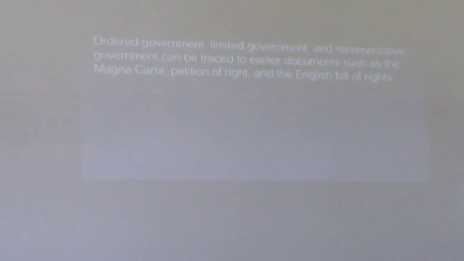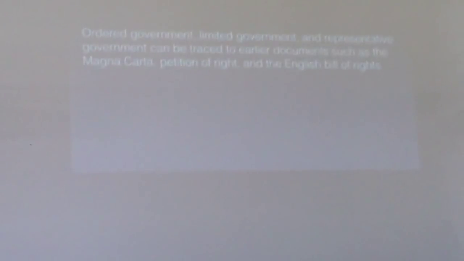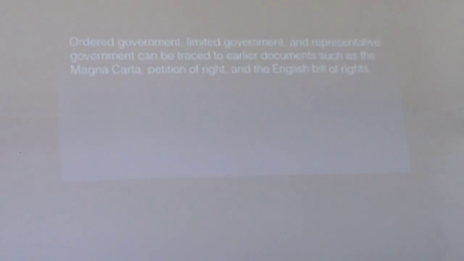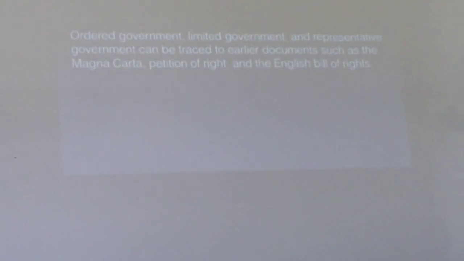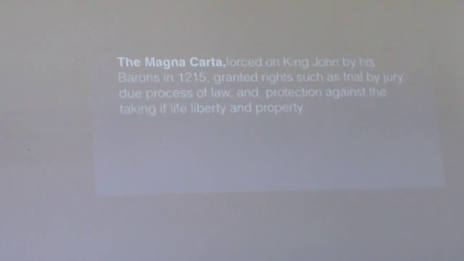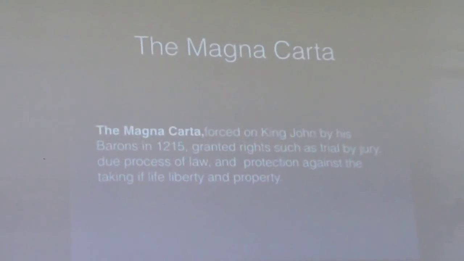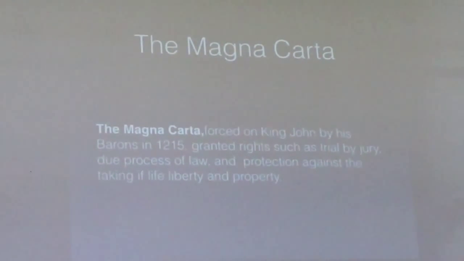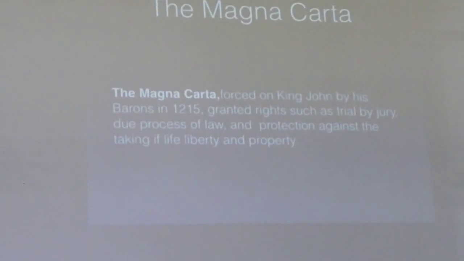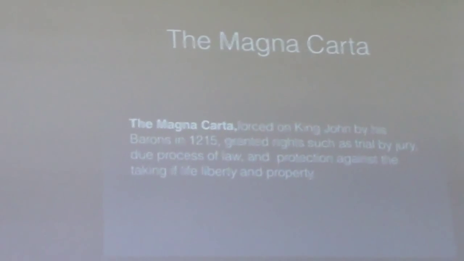Landmark English documents. Ordered government, limited government, and representative government can be traced to earlier documents such as the Magna Carta, Petition of Right, and the English Bill of Rights. The Magna Carta. The Magna Carta, forced on King John by barons in 1215, granted rights such as trial by jury, due process of law, and protection against taking of life, liberty, and property.